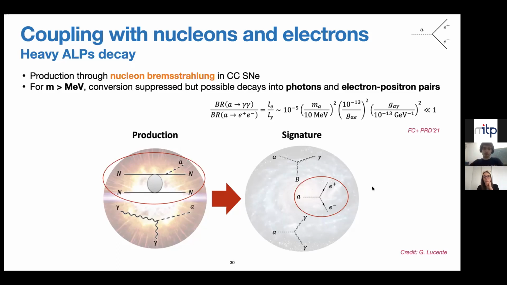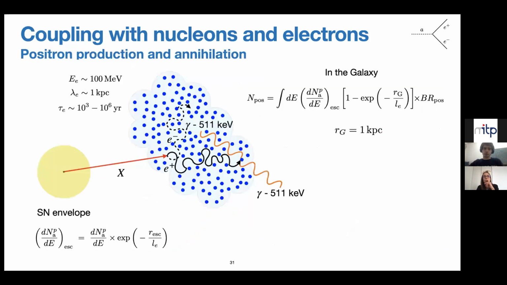So what we did in a work led by Giuseppe Lucente was to investigate what is the positron production given by supernovae in the galaxy and what are the observable signatures. This was also explored in the past, but basically if you have a supernova and a light particle which interacts weakly enough to escape the supernova envelope, then this particle can propagate into the interstellar medium. And when it decays into electron and positron pairs, those electrons and positrons then propagate.